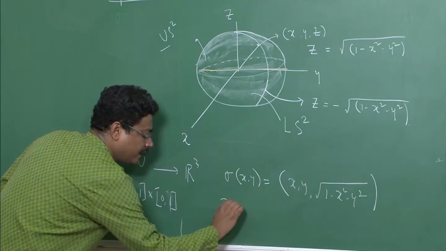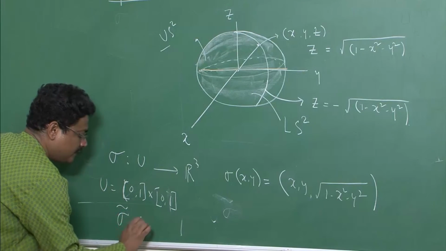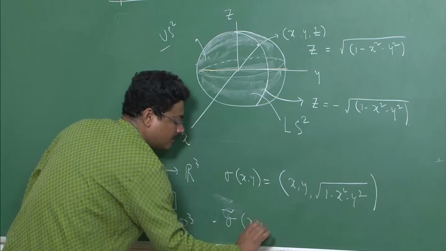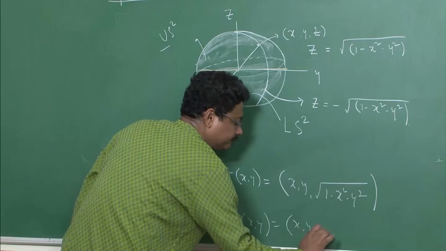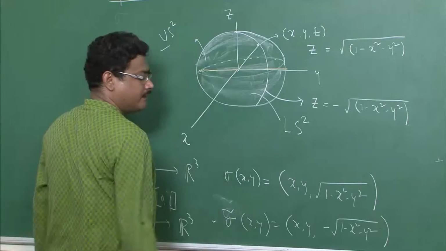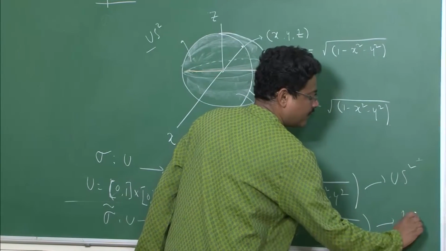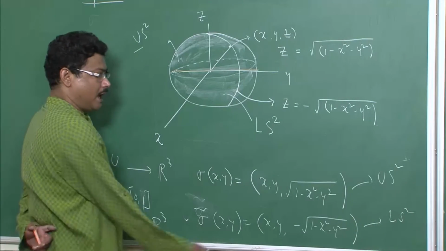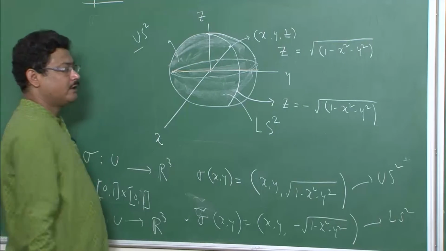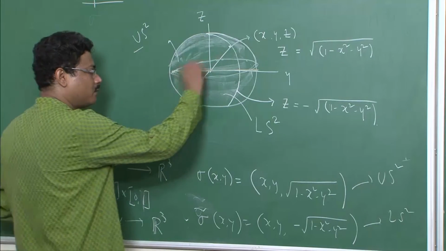And similarly, I take sigma tilde from the same u to R3. This will cover the upper hemisphere, this will cover the lower hemisphere, but the points on this great circle, that is the equator, will be covered by both, and we should keep it in mind that these are covered by both.